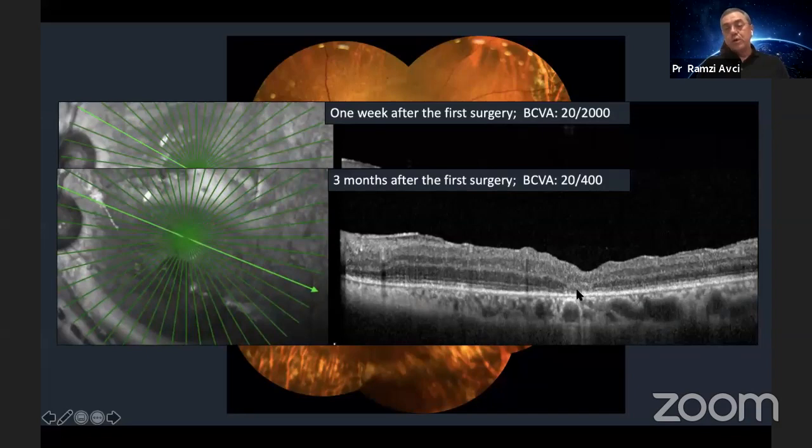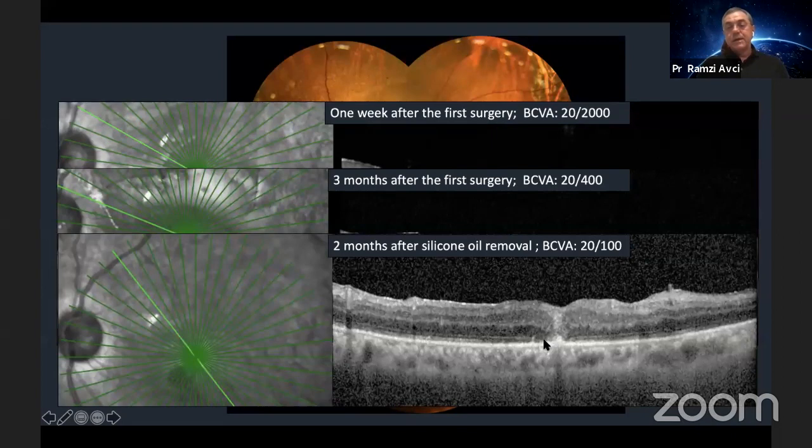Also, we observe significant improvement of the external limiting membrane and ellipsoid zone. And this OCT is 2 months after silicone oil removal. You can see some glial proliferation, but when we think about the size of the hole, it was more than 1,000 micron. So the recovery of the ellipsoid zone is really very good for this patient, and vision improved to 20/100.